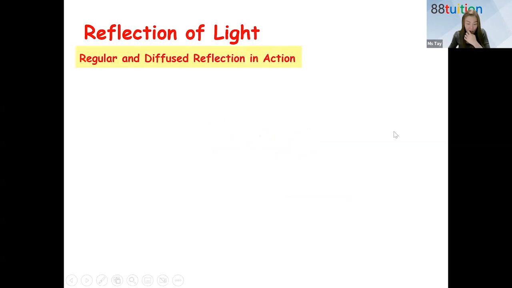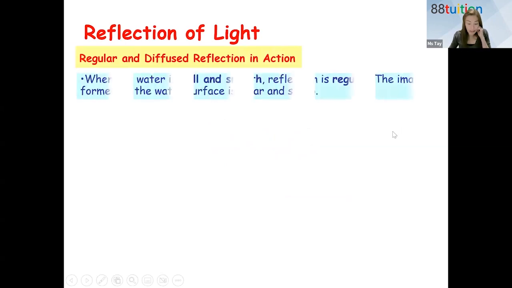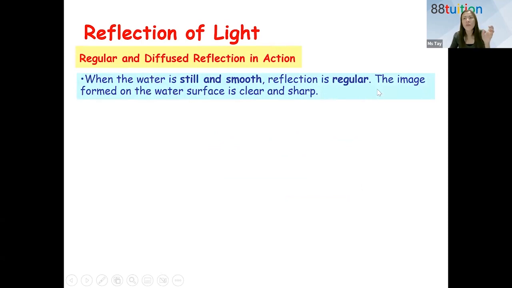So, regular and diffuse reflection in action. When water is still and smooth, how many of you have gone to a reservoir or water collection area? It's very calm. When it's so calm, you can see the reflection of the trees and the sky. Have you all seen that? Never? Okay, let me see.